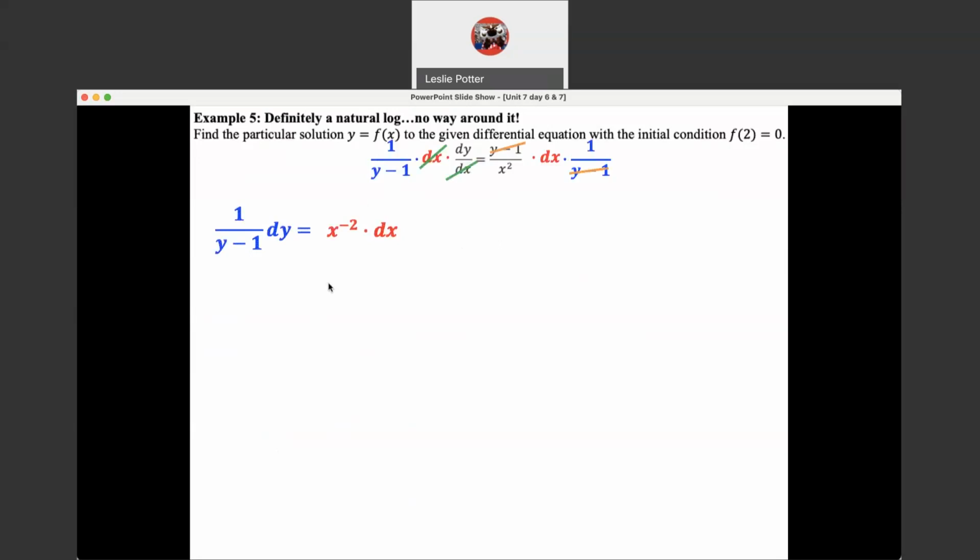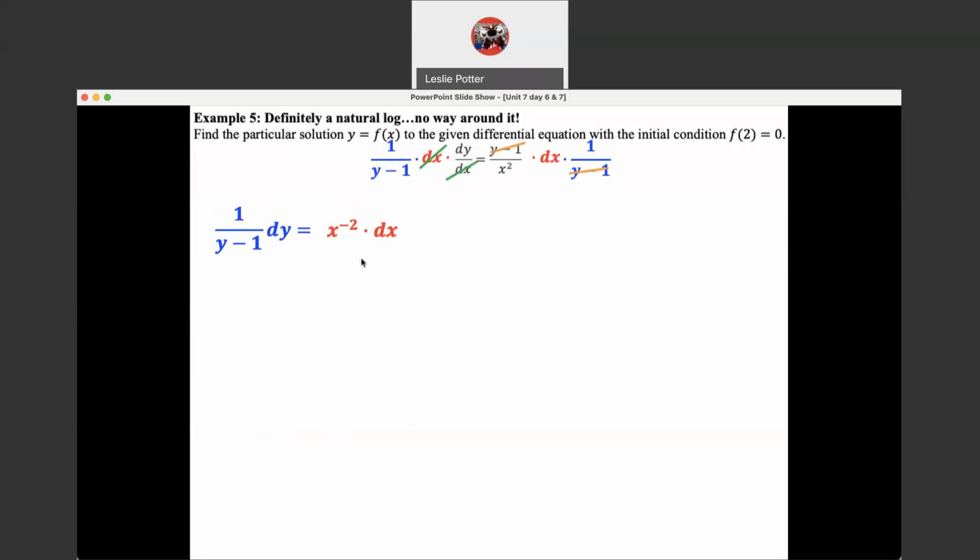So let's take a look at this. First thing, we still have a 1 over something to the first power, something linear, right? So we know this left-hand side is going to be a natural log. The right-hand side is 1 over x squared, which is x to the minus 2.